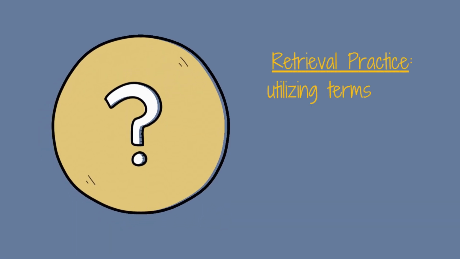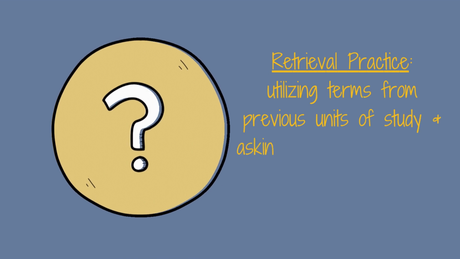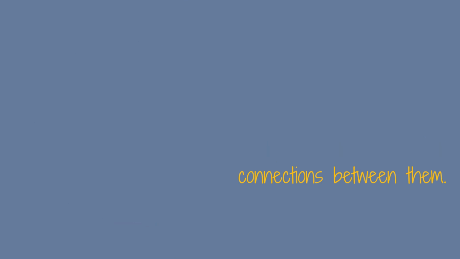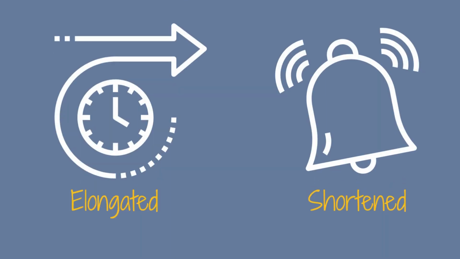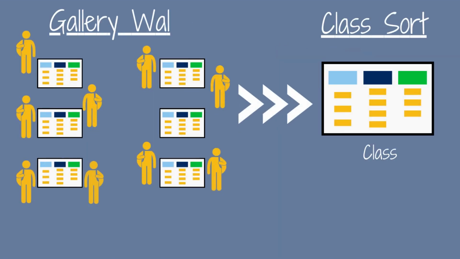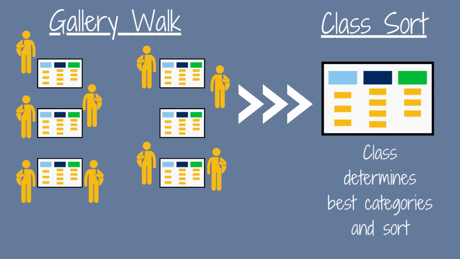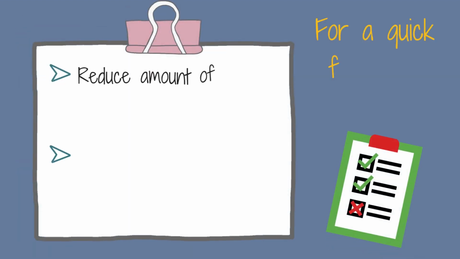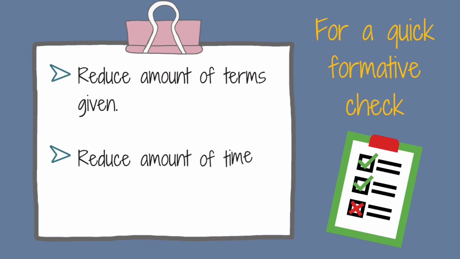Sift, sort, and summarize can be elevated by using retrieval practice, utilizing terms from previous units of study and asking students to find the connections between them. This strategy can be elongated or shortened depending on the grade level and content area. For example, the teacher could also guide students through a gallery walk of the different pairs or groups after their sort and ask the class to find the best possible answers around the room in order to create a class response to extend the learning. Or conversely, a teacher could reduce the amount of terms and time given for a quick formative check for understanding of vocabulary concepts.